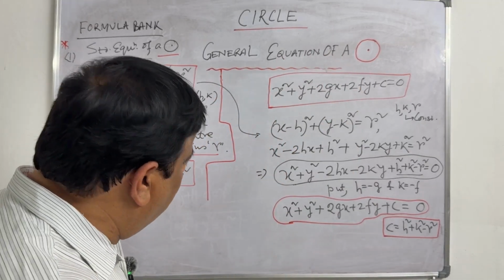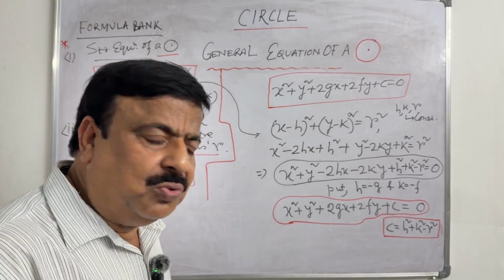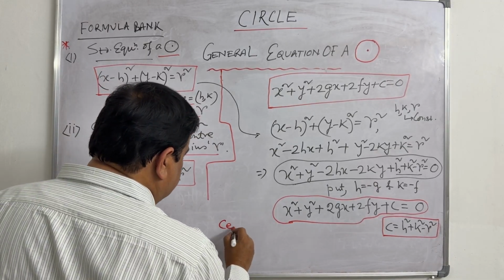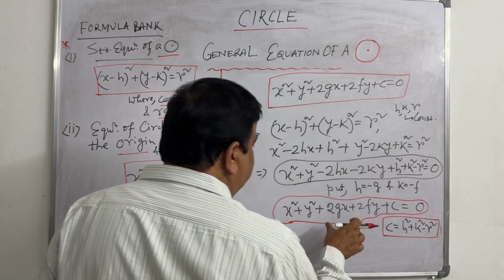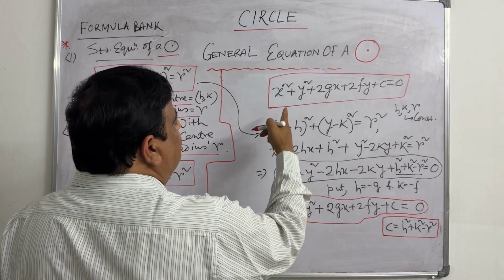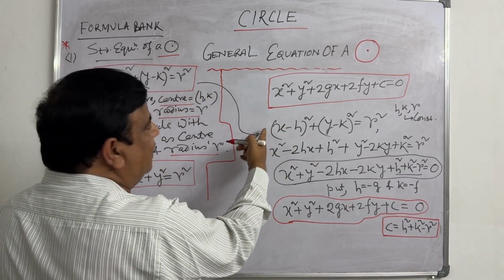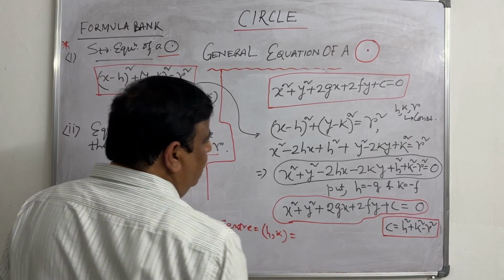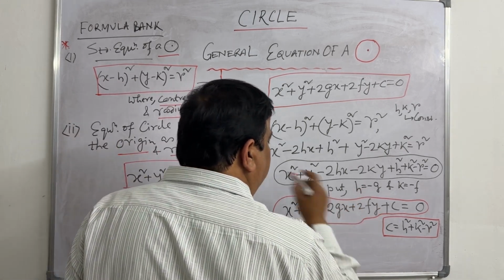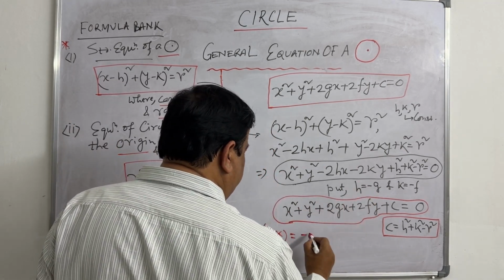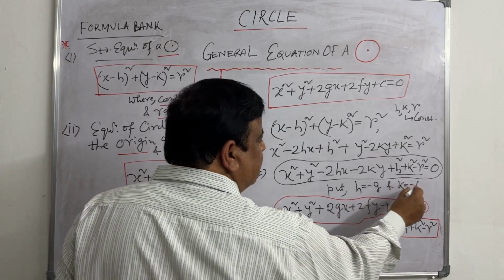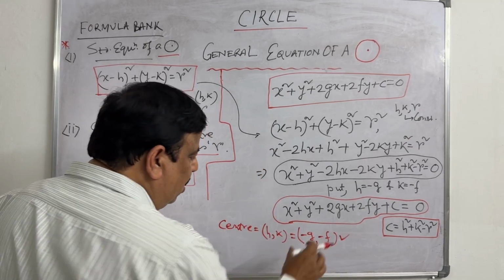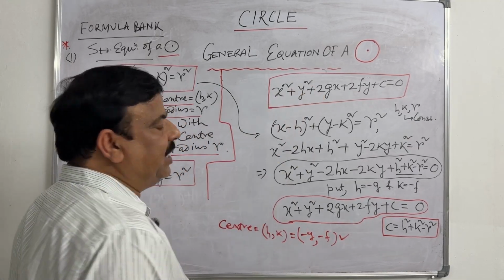Clear? Now if you are asked to find out the center of this circle, what will be the center? Because I have derived this equation from the standard equation of the circle, this one. So what was the center in it? It was h, k. And what we have assumed? We have assumed h as minus g, so h will be replaced by minus g, and k as minus f, so k will be replaced by minus f. So this is the coordinate of the center of this general equation of a circle.